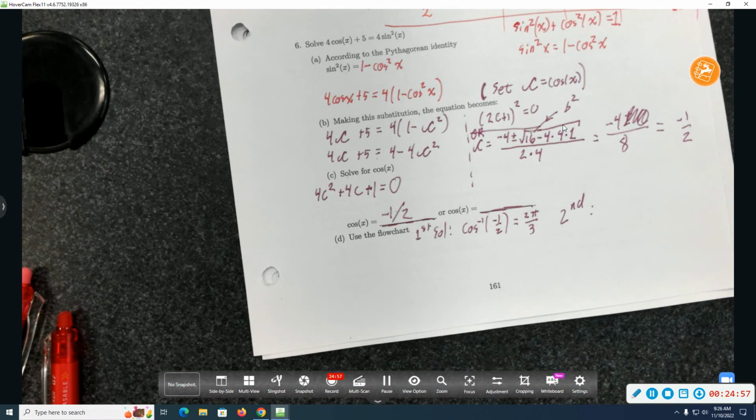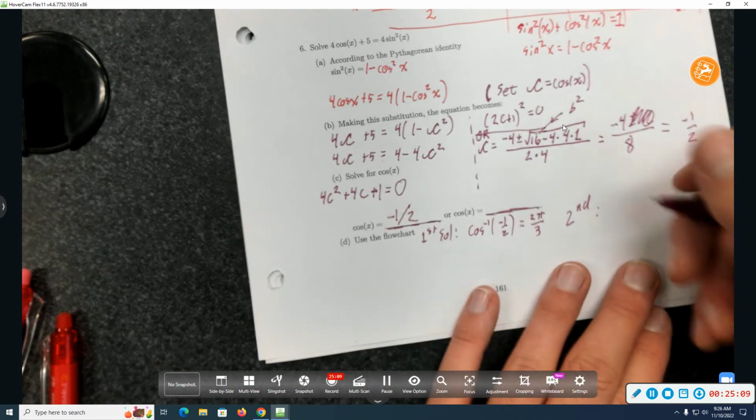Negative 2 pi over 3, or if you like 4 pi over 3, right? Depending on whether you do it by like saying cosine is even, so I could stick a negative sign in front. Or you could look at the unit circle and just see the other one.